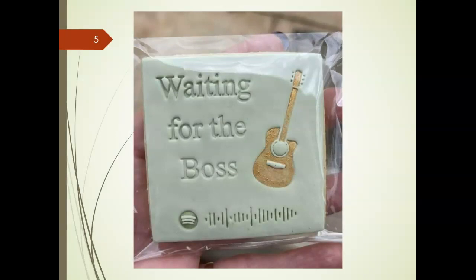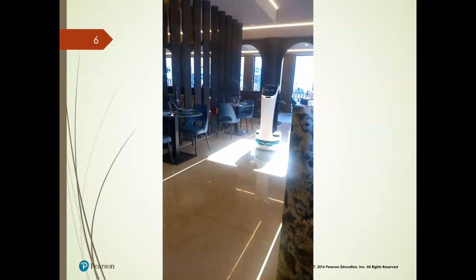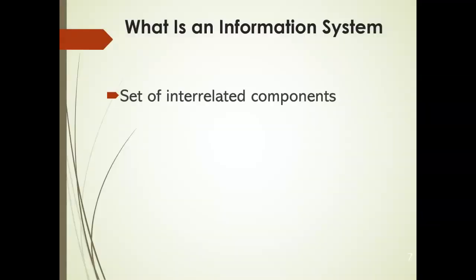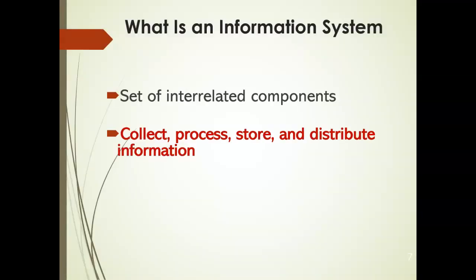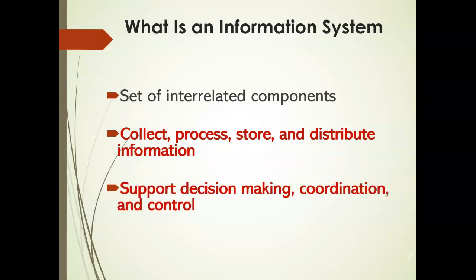So this was just an example of a song on Spotify where you could scan the Spotify code and it would bring up the song on a particular biscuit, as it was. And this video I showed you was a robot which was serving a meal in a Chinese restaurant. So again, just bringing up that a lot of companies now are using technologies that they never used before.